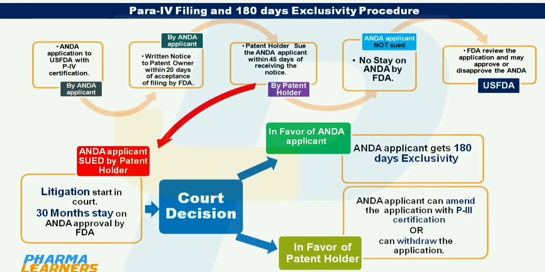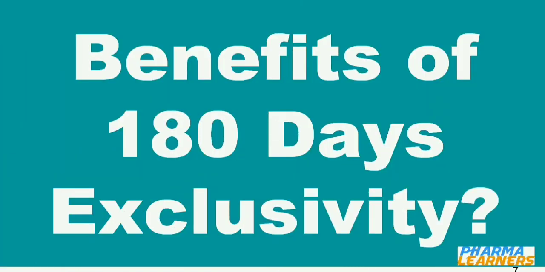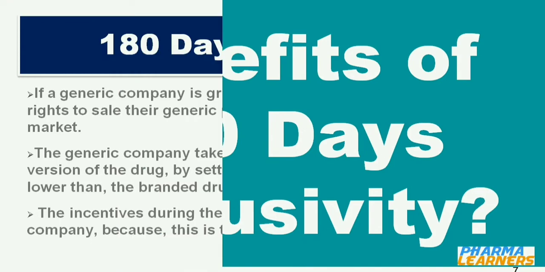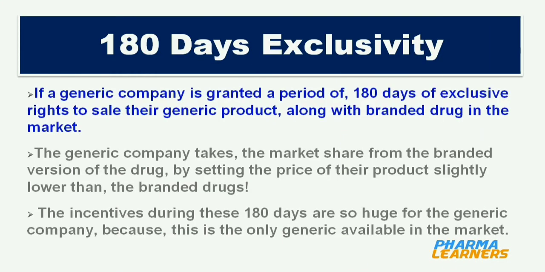Now, let me quickly tell you about the benefits of getting 180 days exclusivity. If a generic company is granted a period of 180 days of exclusive rights to sell their generic product, along with the branded drug in the market, the generic company takes the market share from the branded version of the drug by setting the price of their product slightly lower than the branded drugs. The incentives during these 180 days are so huge for the generic company because this is the only generic available in the market. So, this was about the benefits of getting 180 days exclusivity.